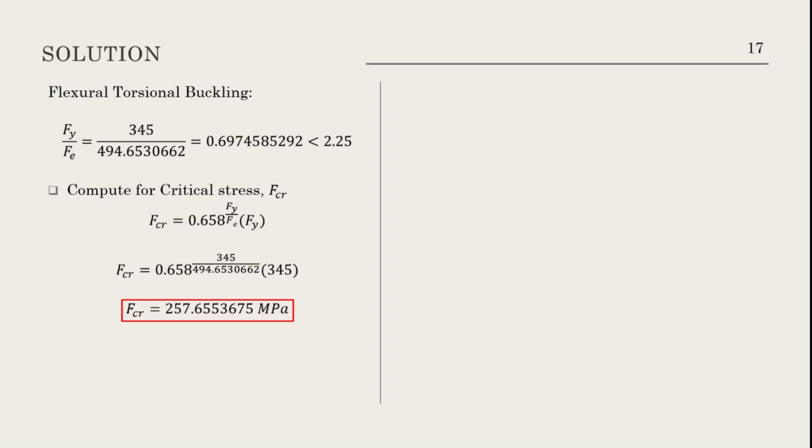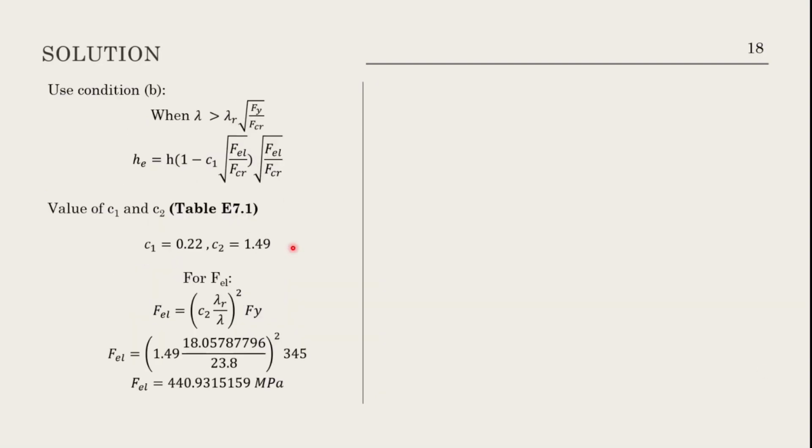Okay? So from here, again, we will compute the effective area because we have a slender element. So we will use this in determining the effective area. So we will use again this formula. This part will not change since the slender element is still T-shaped. So this is still the value of Fel, no? So the Fel will not change.